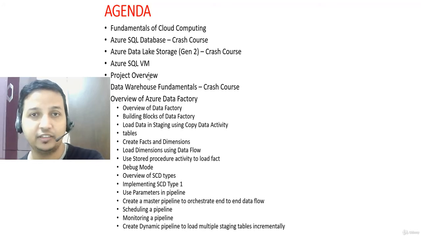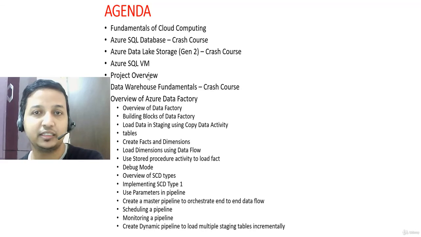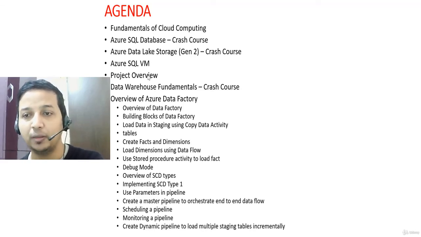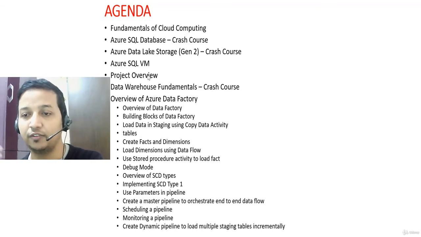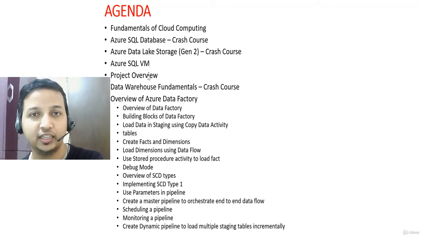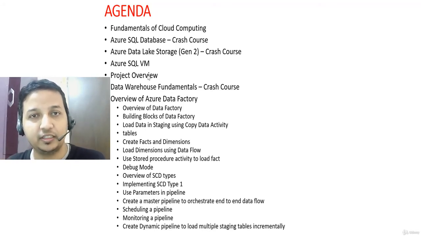Then we are going to start with the actual Data Factory stuff. Up till now, we were just setting the stage for our project. We were doing all the prerequisites for our project. Now that we've covered everything, we'll start with the Data Factory part. We'll start right from the basics. How do you create a Data Factory account? What are the different building blocks of it? How do you load staging? How do you create facts and dimensions? How do you load using a slowly changing dimension? We are going to see what is a slowly changing dimension and everything.